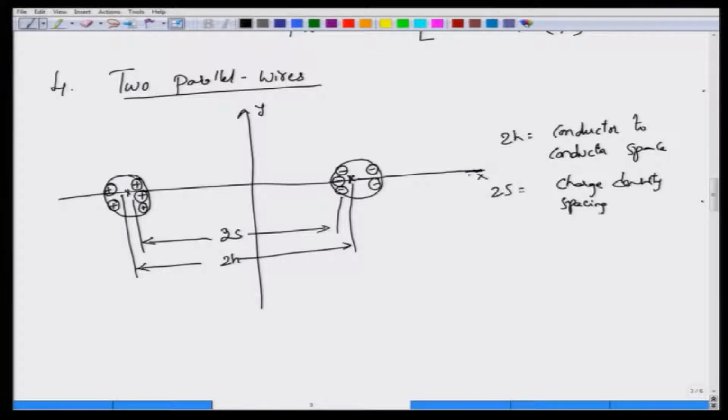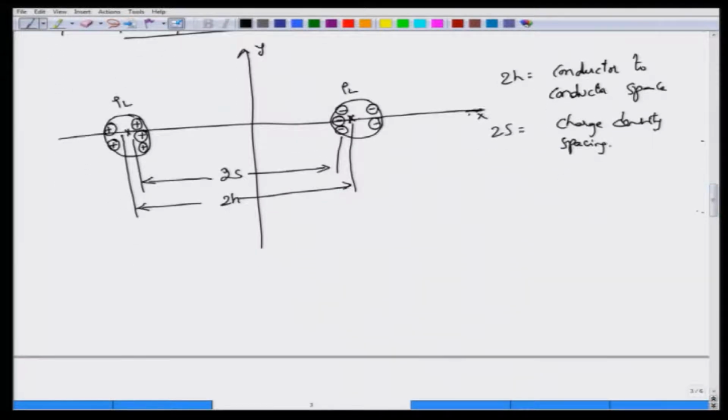The line charge density is still the line charge density, so we can assume a uniform line charge density rho L. However, they are not located at the center of the conductors. How do we now proceed? To proceed, I need to find the potential at any point on the xy plane. There are two cylinders, so the potential would be obtained by superposition of the potentials.